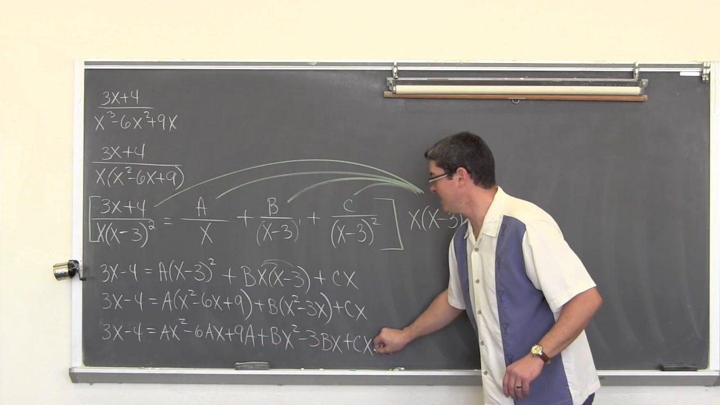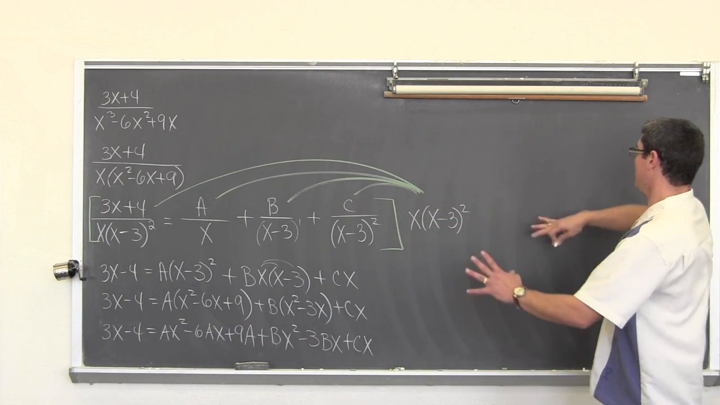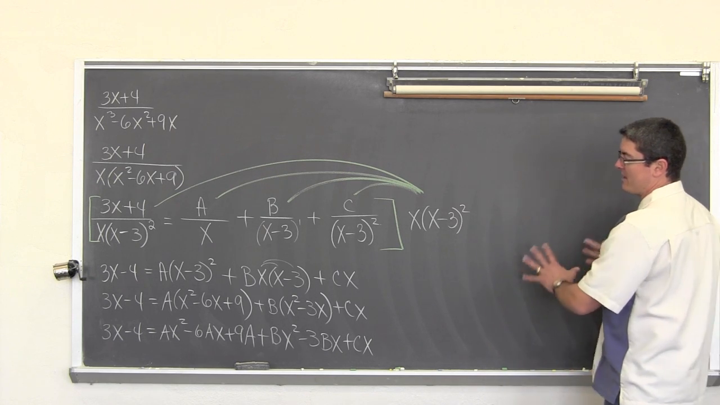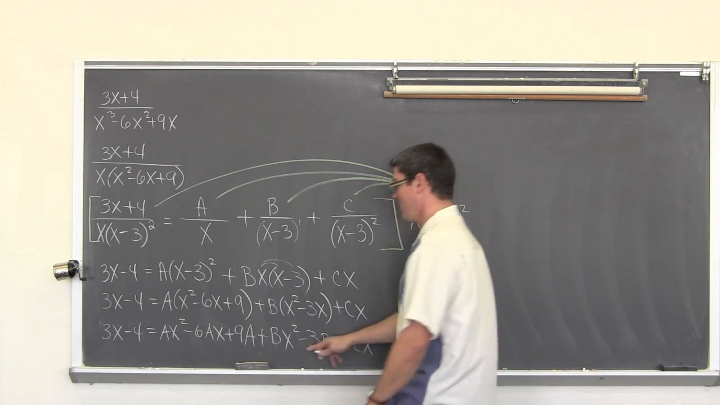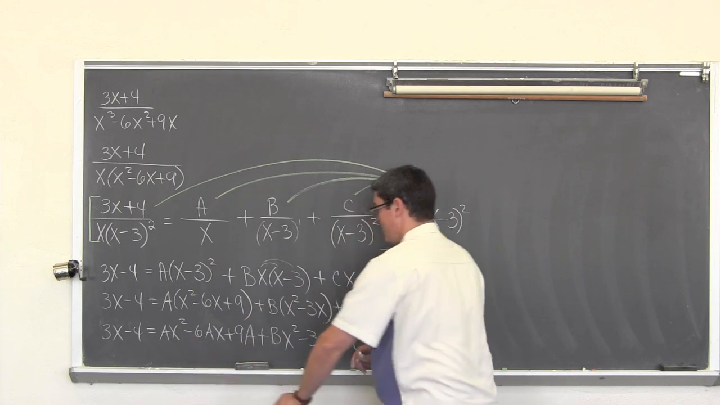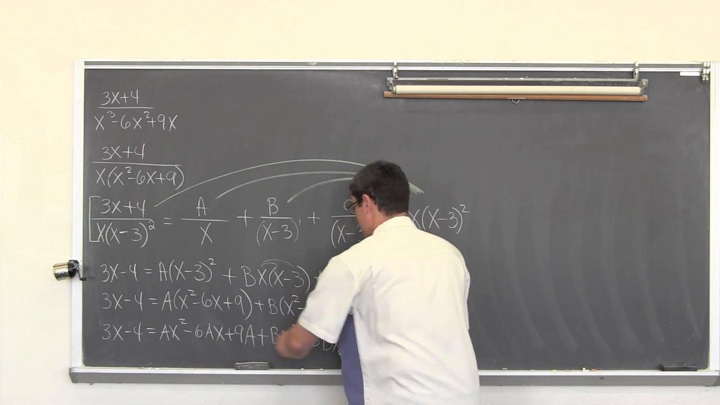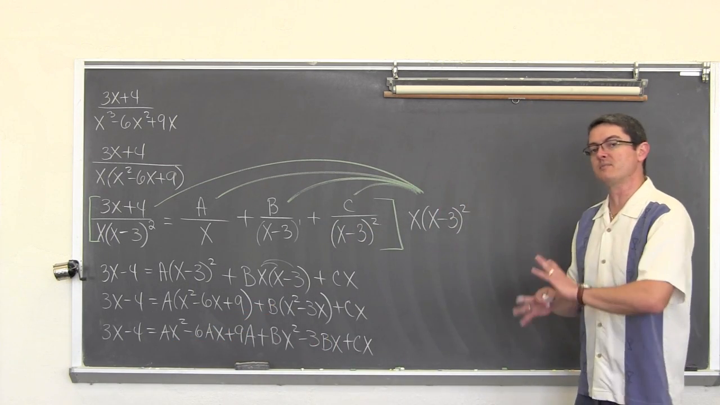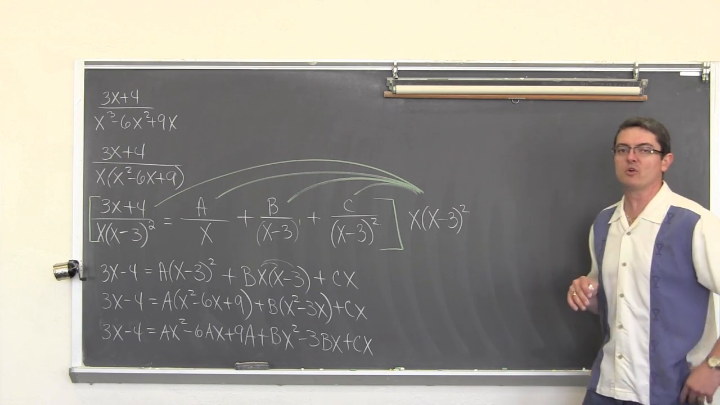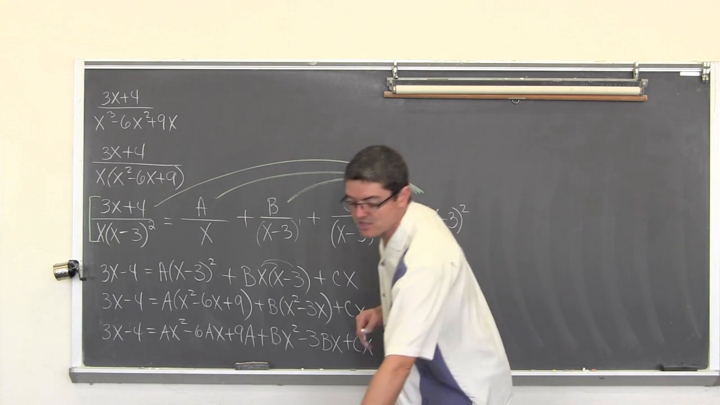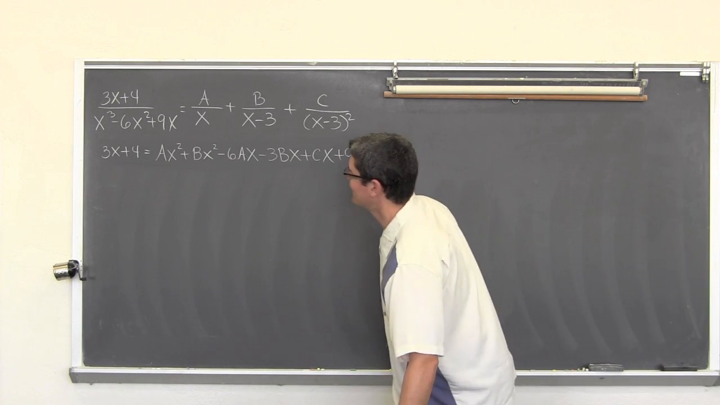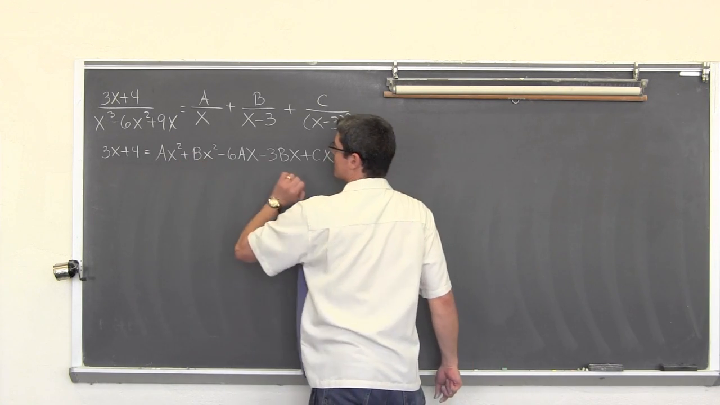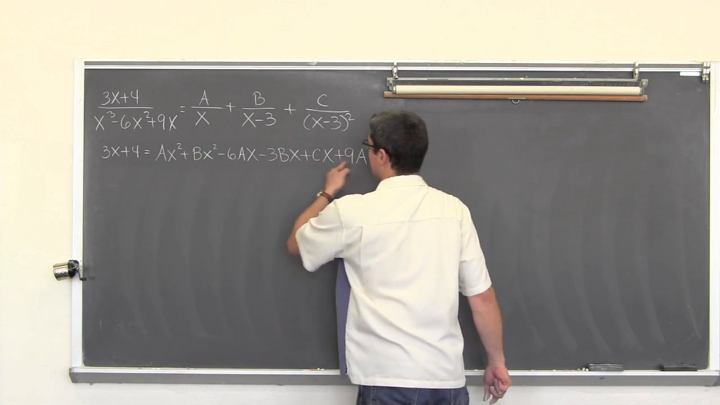I have to rewrite this, but I don't want to move over here and cloud up my entire chalkboard. So I'm going to reorganize these terms where my x squared terms are first, all my x terms are next, and then my constants. We'll clean that up because I'm going to need some extra room here to solve the system of equations that are coming up and get our final answer. So here we go. I put the x squared terms together, all the three terms with x's and the constant at the end.